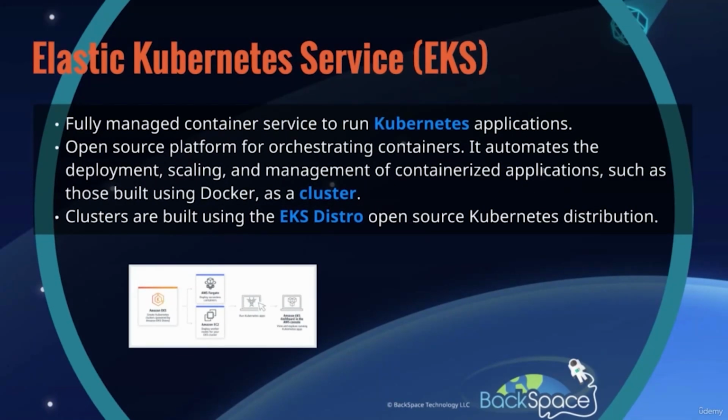Elastic Kubernetes Service is a fully managed container service to run Kubernetes applications. Kubernetes is an open source platform for orchestrating containers. It automates the deployment, scaling, and management of containerized applications, such as those built using Docker. And it does that as a cluster of resources. So EKS is very similar to ECS, but it's using the open source Kubernetes application.